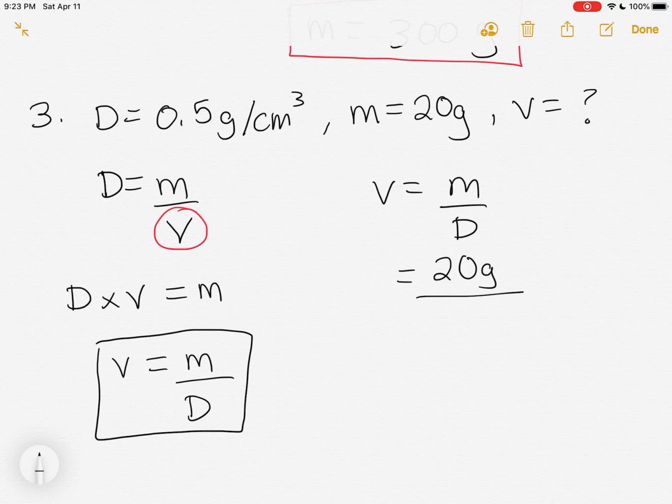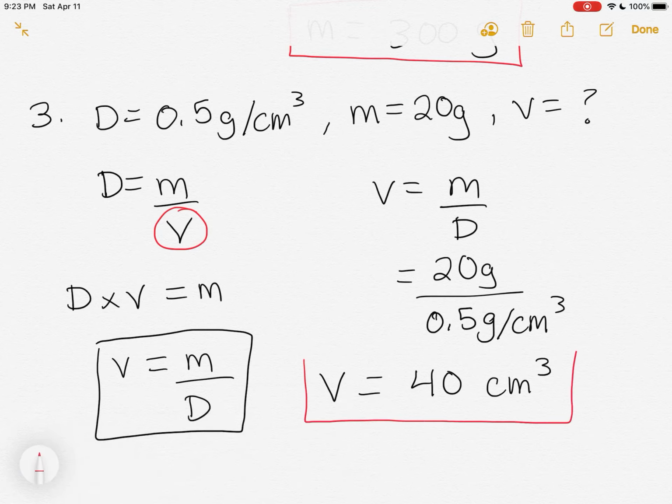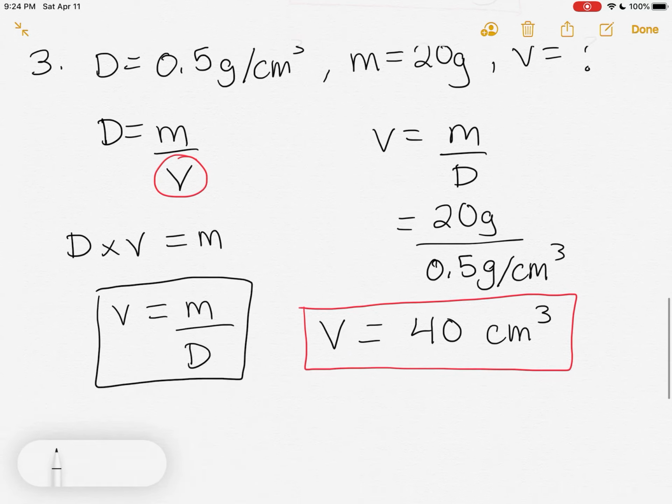So our mass here was 20 grams, and our density was 0.5 grams per centimeter cubed. So we're going to do that division, and we're going to end up with 40 centimeters cubed as our volume. And so that's our final answer for our volume.